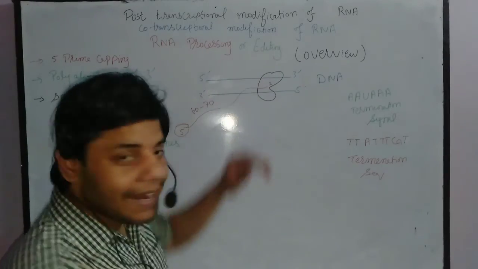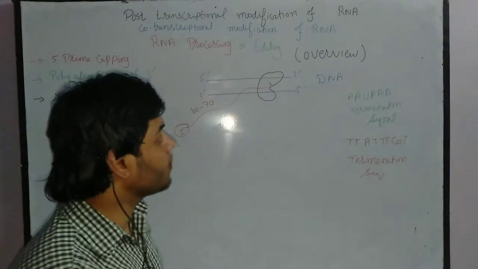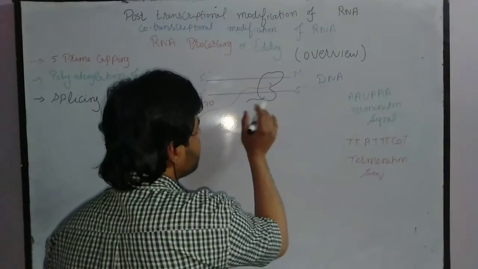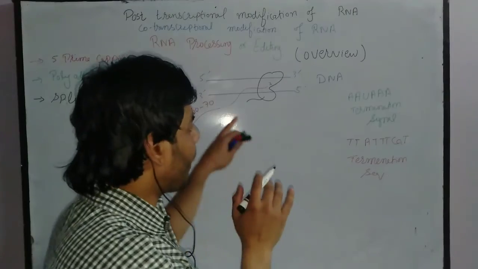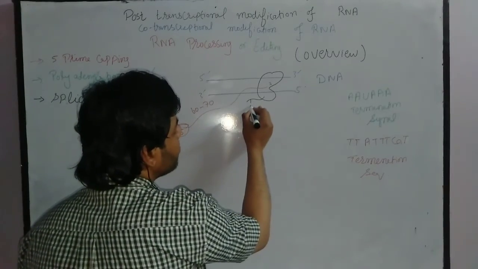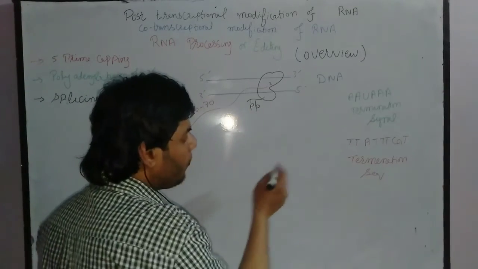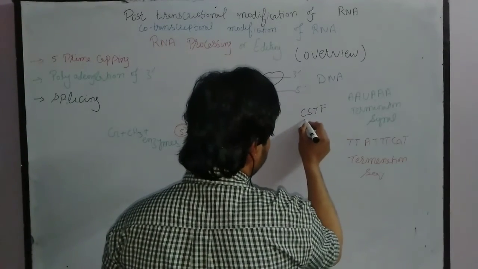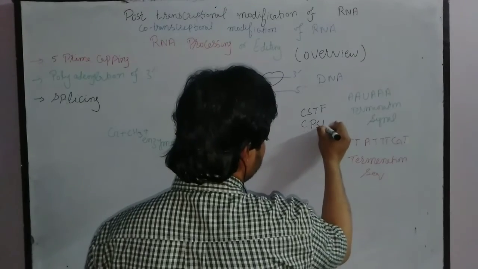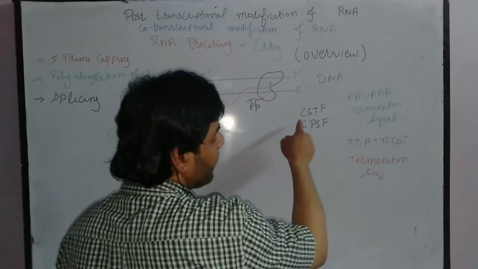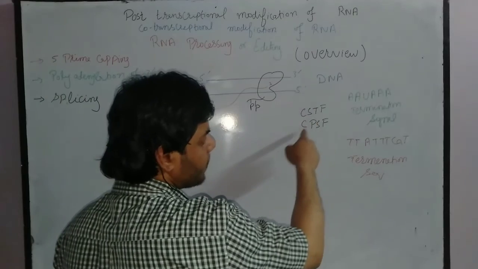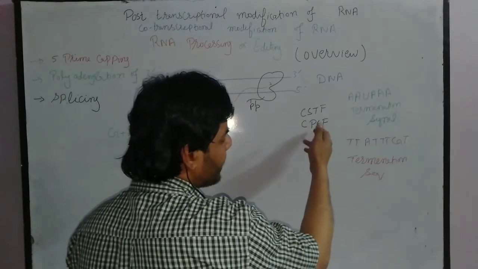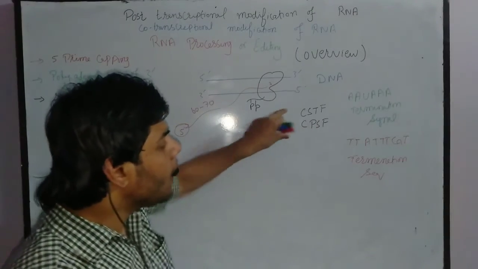So when both are encountered by the RNA polymerase, what actually happens? We already talked about the C terminal of RNA polymerase, which contains 2 kinds of proteins. One we call CSTF and the other we call CPSF: cleavage stimulatory termination factor, and cleavage and polyadenylation specific factor, something like that.